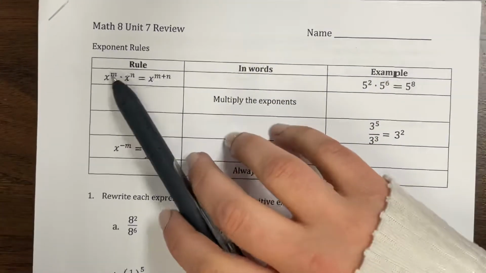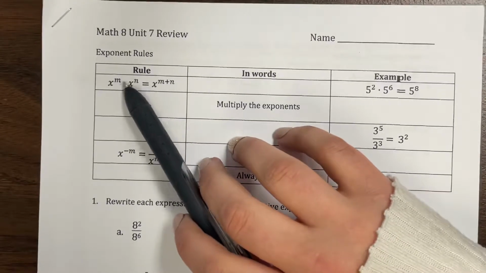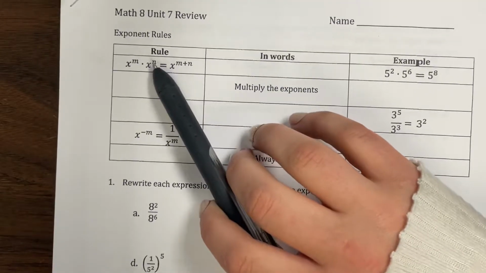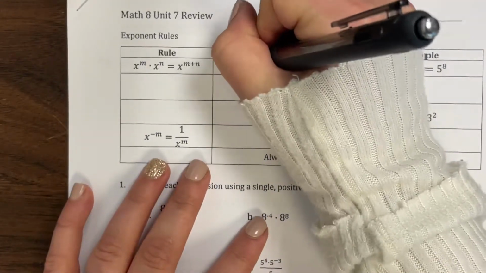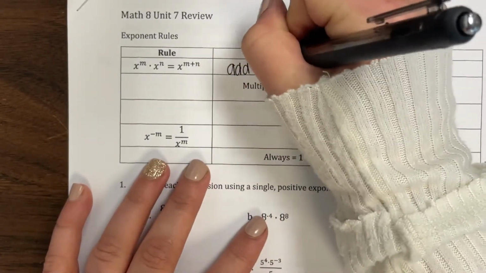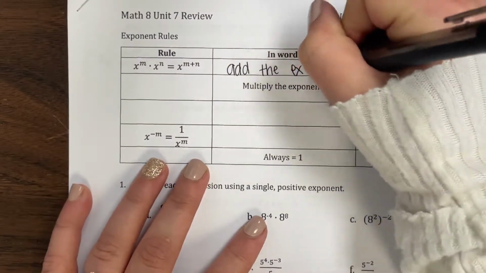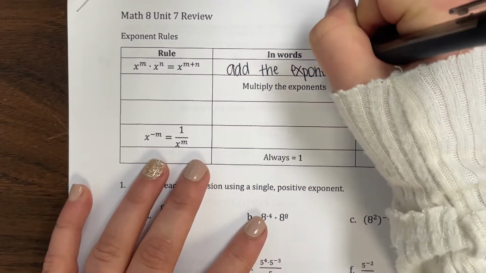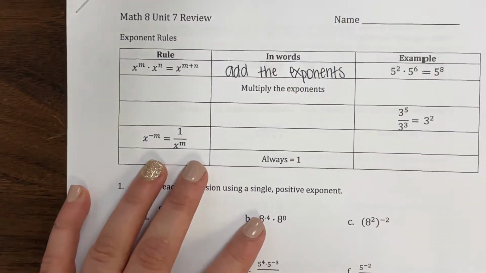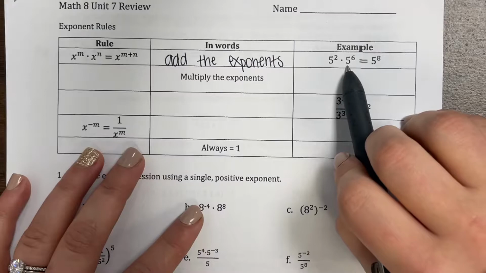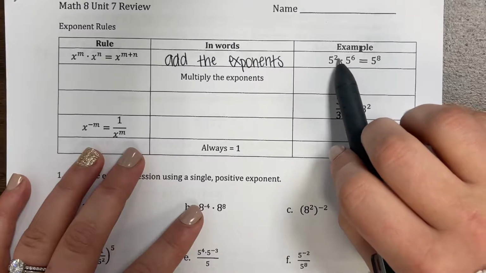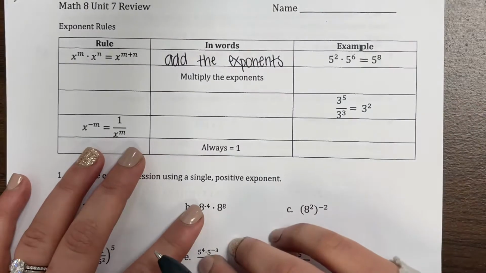So the first one, we have two numbers that are being multiplied together. When that happens, you add the exponents. So we will write add the exponents. And when that happens, we have an example: same base, adding the exponents. 2 plus 6 is 8, so 5 to the 8th.